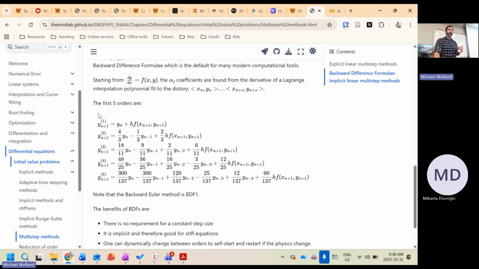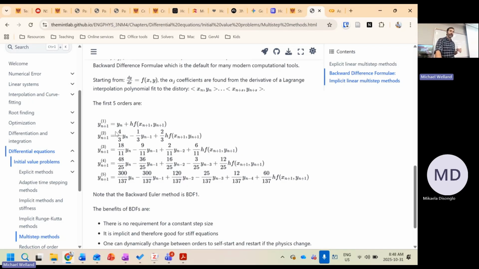Okay? Does this look familiar to anybody? BDF order 1. This is what we started with. This is backward Euler. Backward Euler doubles up. It is the first order implicit Runge-Kutta, but it's also the first order BDF. That's what makes it so fundamental.